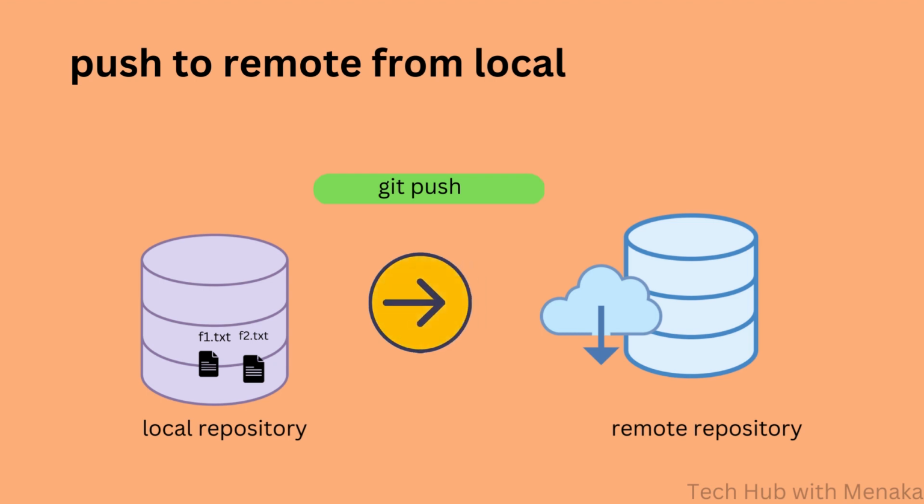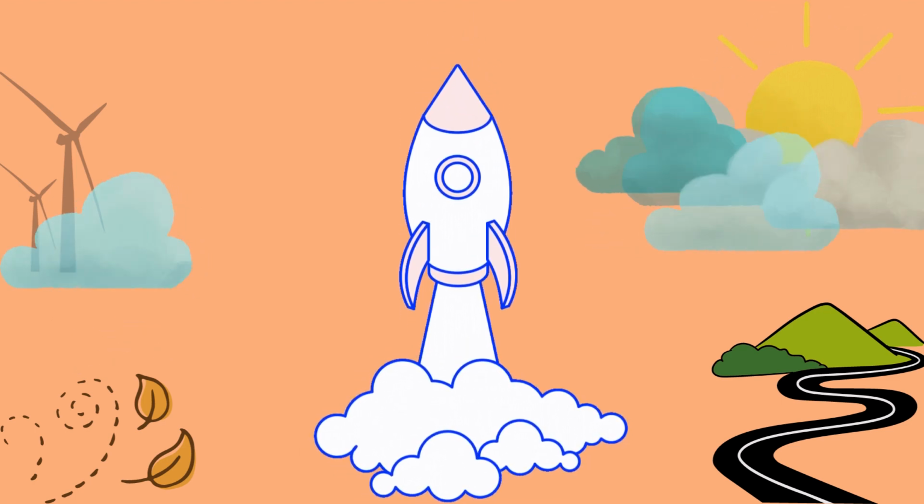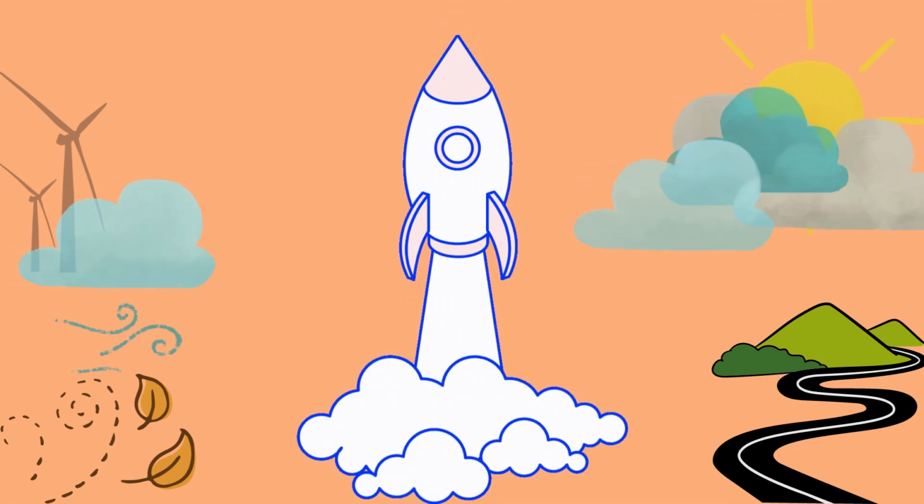From our local, we are going to push to the cloud. For this action, we use the git push command. Just use git push, so that whatever changes or updated files are available in our local repository will be pushed into the remote repository. Now we have successfully pushed the files from our local repository to the remote repository.